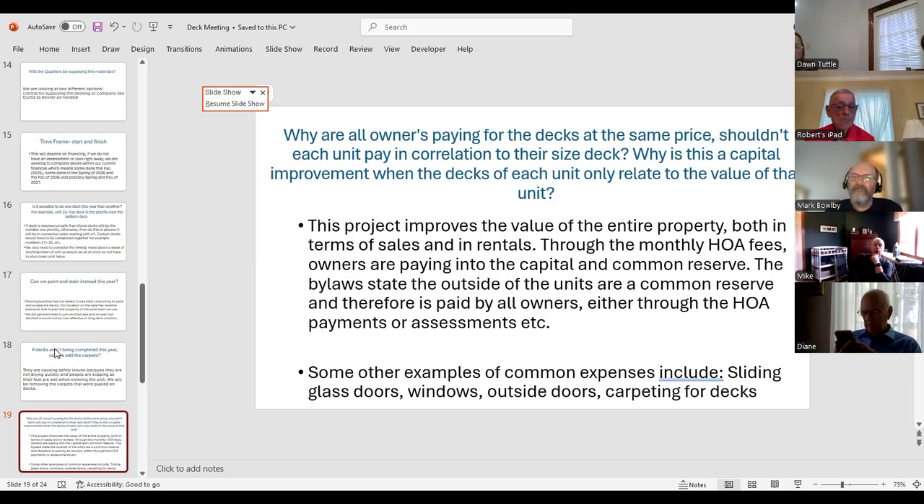Also, let's say we did unit 1, but we don't do unit 5. Well, the people staying in unit 5 are going to ask, why doesn't my deck look as good as unit 1? Oh, because the owners didn't want to pay for it. It involves the whole property. Everything we do outside of the capital fund improves the whole property. It improves sales, rentals, everything.